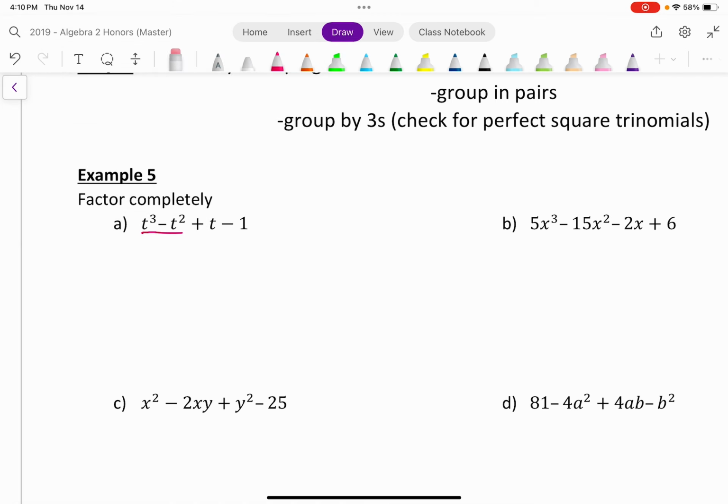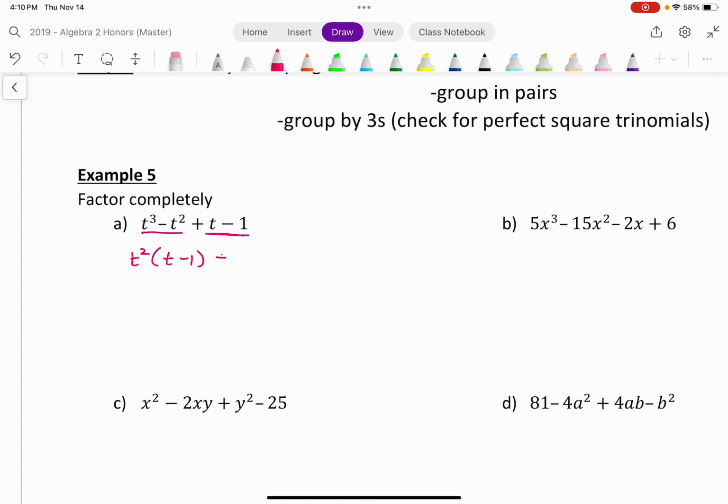Now, I'll give you advice. When I factor, I tend to not use parentheses because if there's a negative here in the middle, it'll actually change the signs accidentally. So you want to just underline your first step. I know that this one will factor in pairs. And then I ask myself, what can I factor out of the first 2? Oh, look at that, a t squared. That gives me a t minus 1.